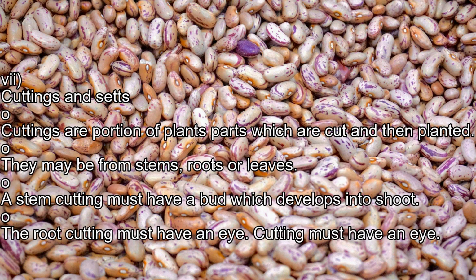Cuttings and sets. Cuttings are portions of plants which are cut and then planted. They may be from stems, roots, or leaves. A stem cutting must have a bud which develops into a shoot. The root cutting must have an eye.